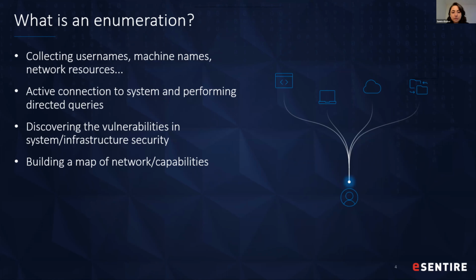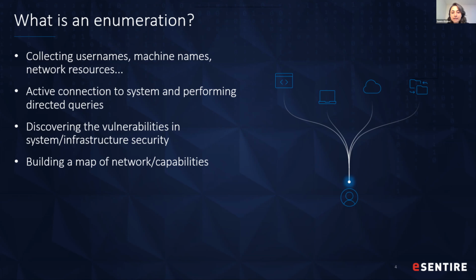What is an enumeration? In general, an enumeration refers to the process of collecting usernames, machine names, network resources, shares, and services from a system or network. In the enumeration phase, the attacker sets up an active connection with the system and performs directed queries to gain more data about the target.